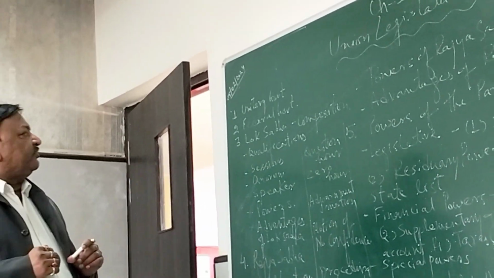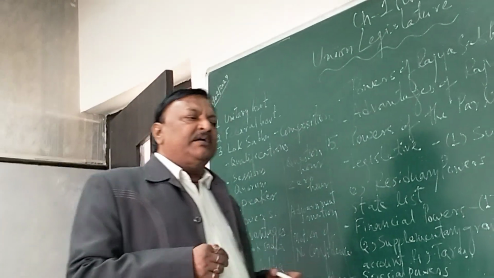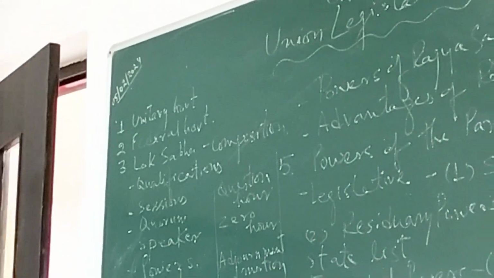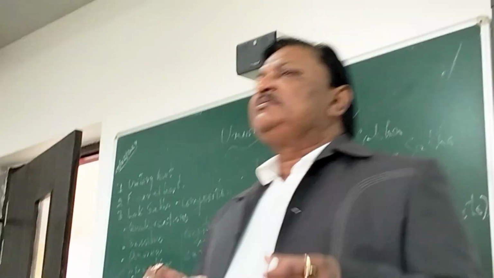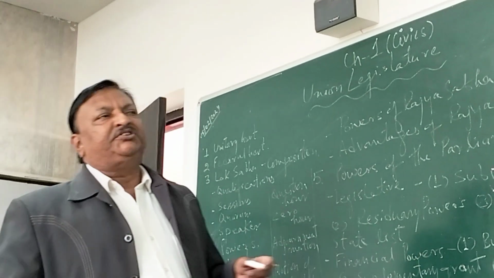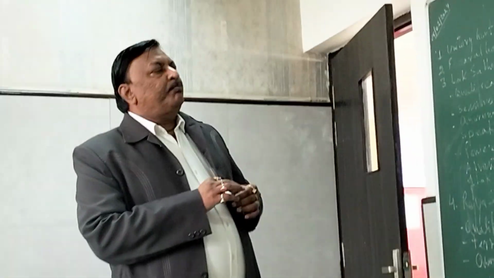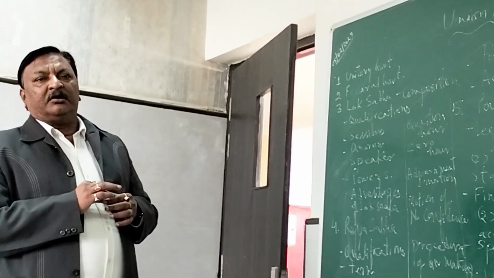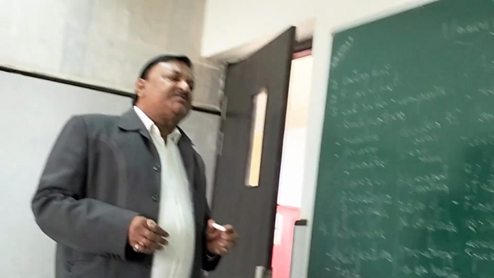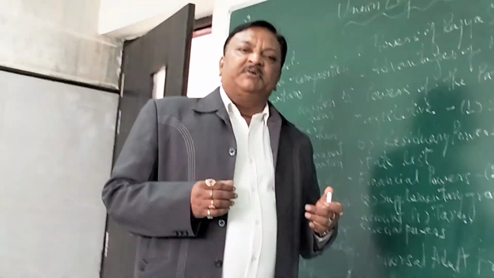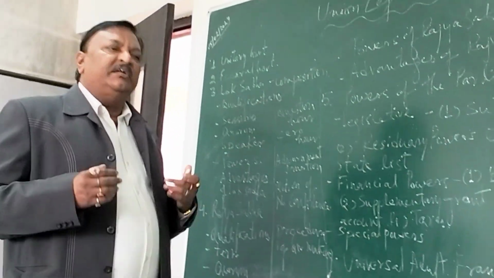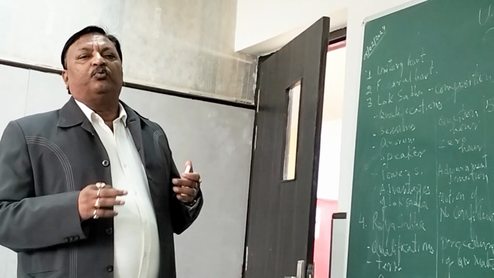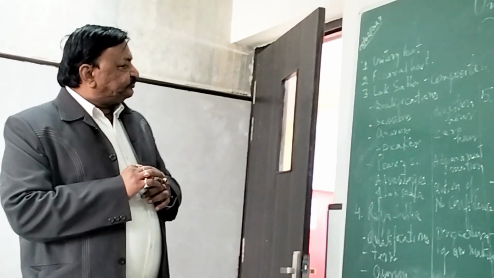Now come to the second part of it, that is the federal government. The federal government can be defined as a type of government in which there is a division of powers between a central government and one or more state governments. That means both the central government as well as the state governments have some area in which they have their own powers, in which they have full authority to do whatever they want.